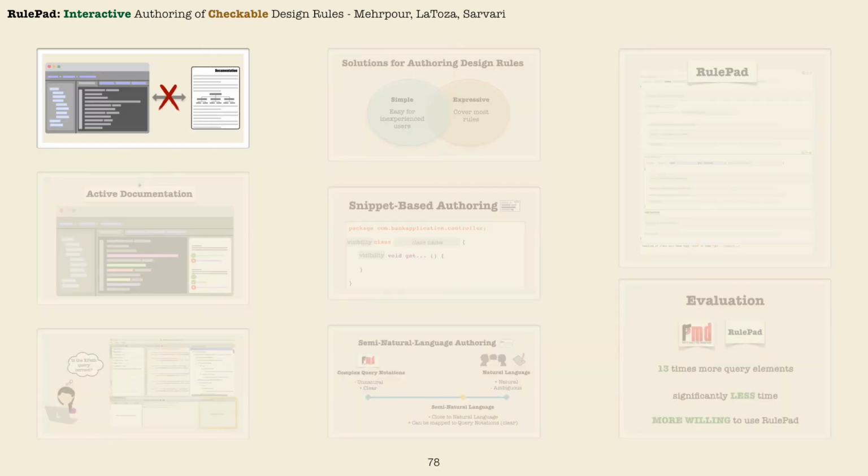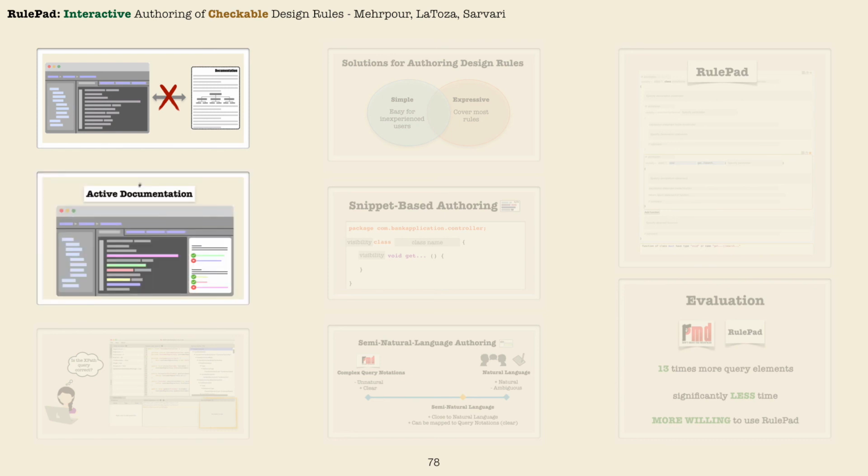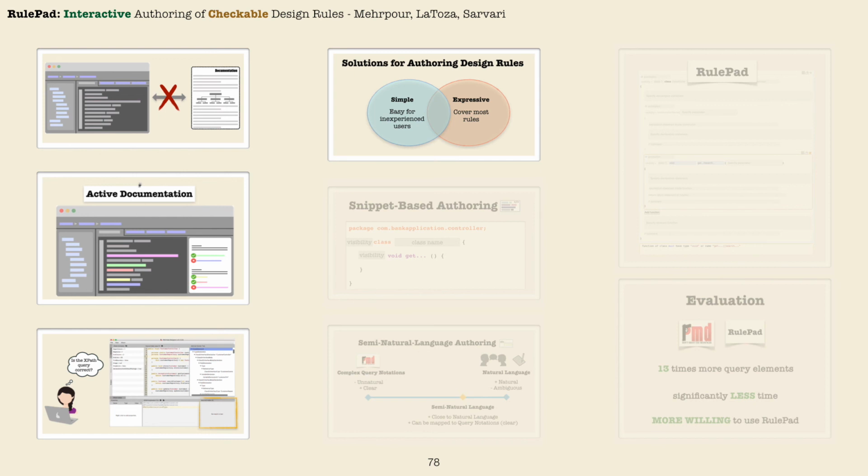So, to summarize, we know that traditional documentation and code are disconnected, which causes documentation to be out of date. We proposed a new approach called active documentation, which integrates code and documentation by making design rules expressed as checkable constraints. But existing tools do not offer enough support for writing checkable design rules, so we propose alternative approaches. The approaches to authoring design rules should be simple and expressive.